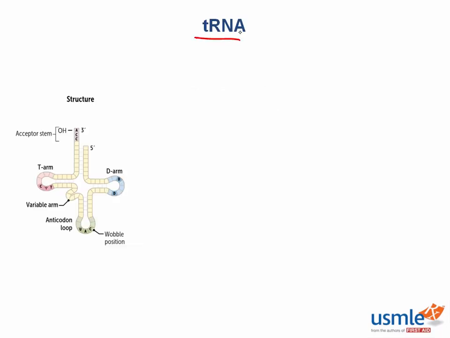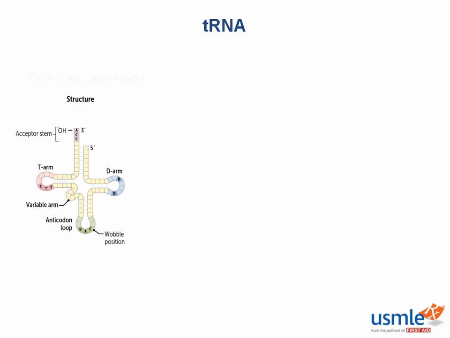Our next topic is tRNAs. What are tRNAs used for? Well, they bring amino acids to the ribosome during translation and match them up with the codons of the mRNA. tRNAs are about 75 to 90 nucleotides long, and they form this cloverleaf structure, which you can see here.